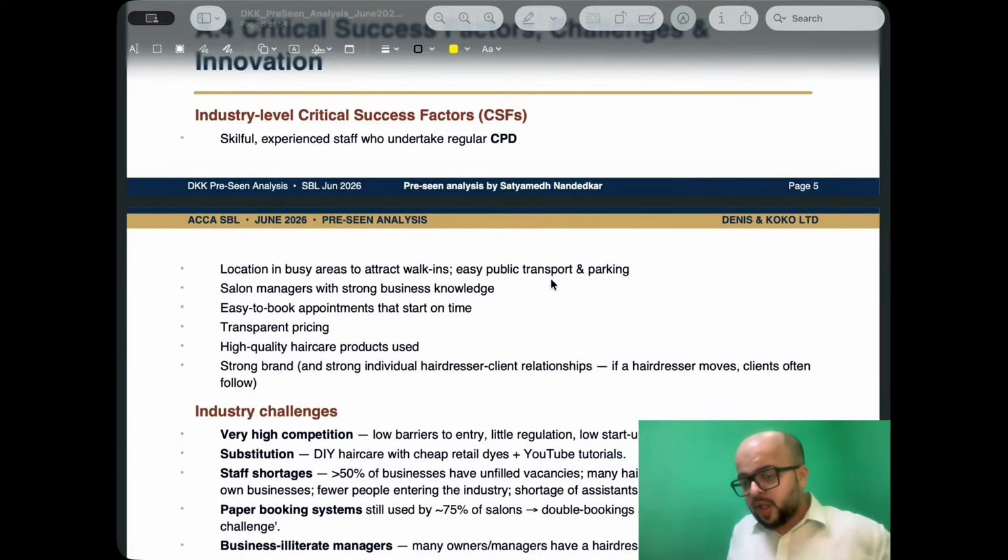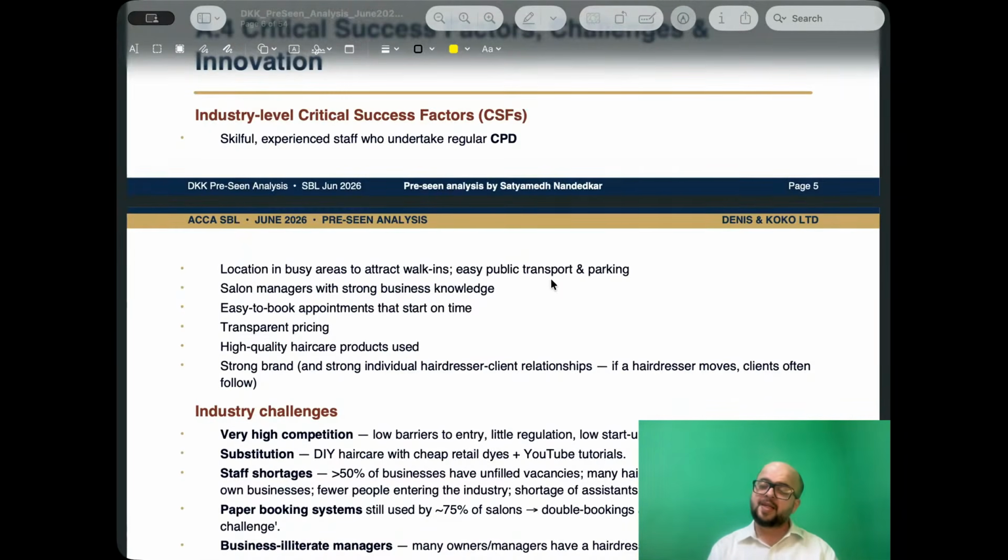So having the right location will bring in customers also. Then ease of public transport and parking, of course, that helps. Then salon managers with strong business knowledge who know how to deal with customers, easy to book appointments that start on time. My God, tell that to us Indians. Anything starting on time, very, very difficult for us to achieve. But ease of booking appointments, I have not seen this in the hair cutting salon that I go to, but yes, where I take my dog, they accept appointments online, which makes things very easy for me, by the way.